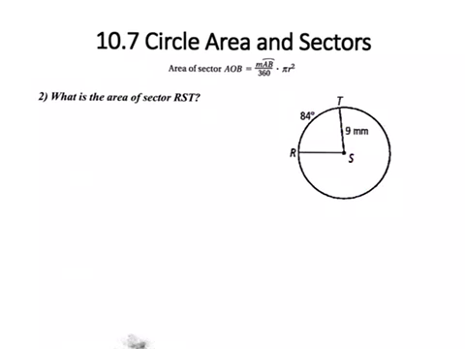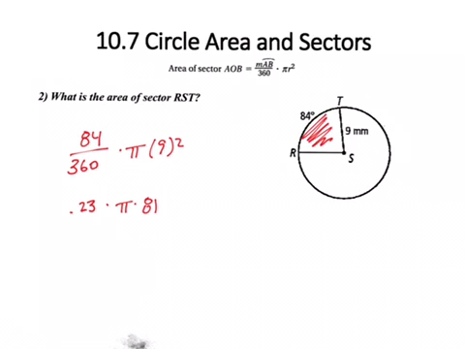So this time it wants to know the area of sector RST. Well, that's this region here. Very similar. We're going to take the arc measure, 84 over 360 times the area of the circle, which is pi times 9 squared. Well, 9 squared is 81. We got pi, and then 84 over 360 is right around 0.23. And so in this case, you go ahead and multiply the 0.23 times the 81, and you're going to get your sector area to be 18.63 pi, or right around 58.5 millimeters squared.